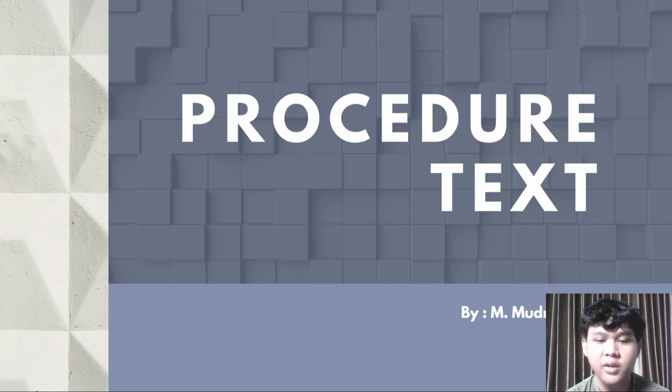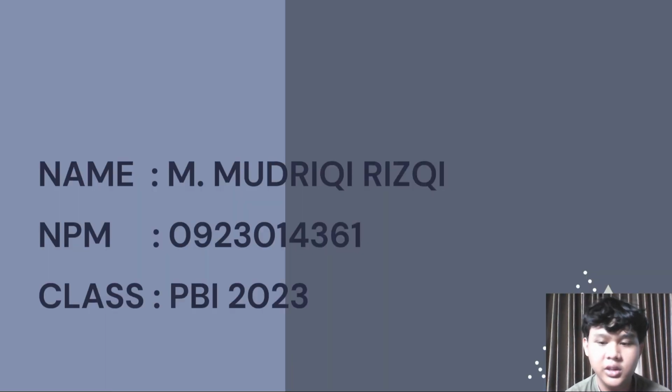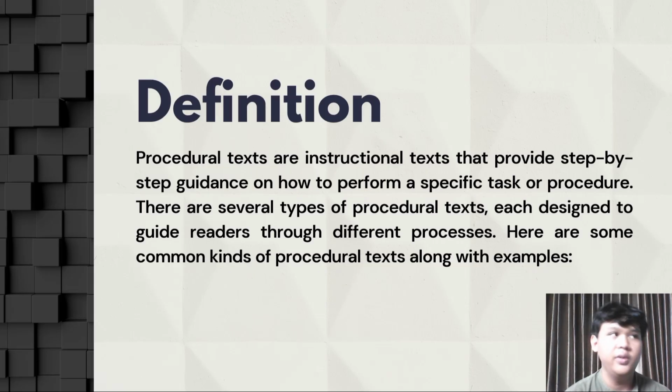Because this is my favorite text in the reading course. This is my name. My name is Muhammad Mutriki Rizki. Definition: procedural texts are instructional texts that provide step-by-step guidance on how to perform a specific task or procedure.